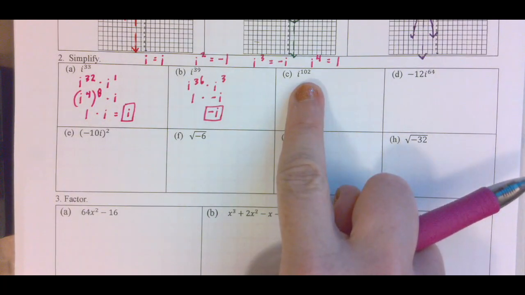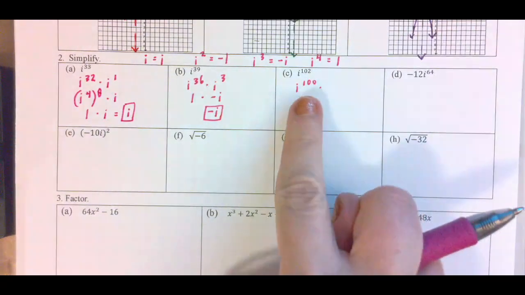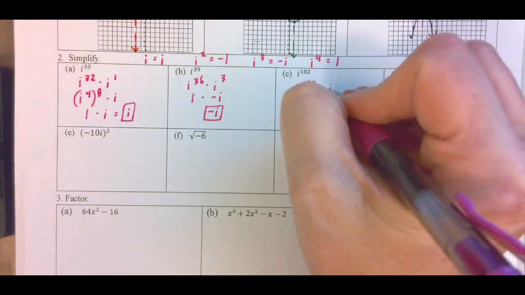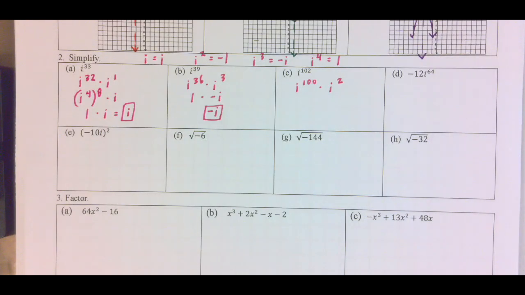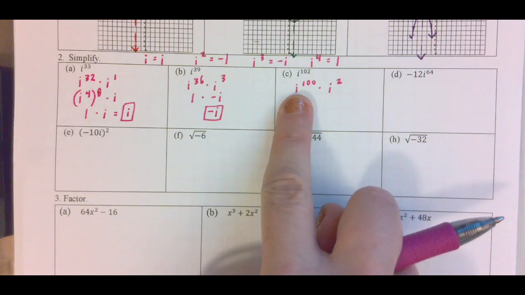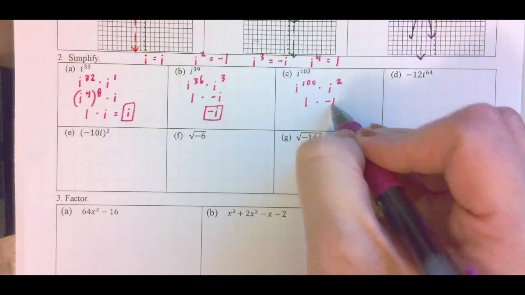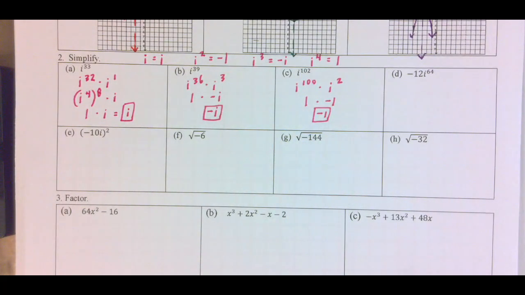i to the 102nd. Okay, well I know that i to the 100th, right, that would be a power here that's divisible by 4. Build off of it 2 more. Now i to the 100th is i to the 4th power raised to the 25th power. So this simplifies to 1. i squared is -1. So I end up with -1 overall.